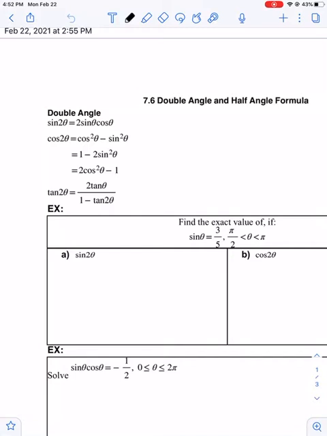Hey y'all, today we're doing the 7.6 double angle and half angle formulas. Again, I won't make you memorize these, so let's jump in and try to use them.